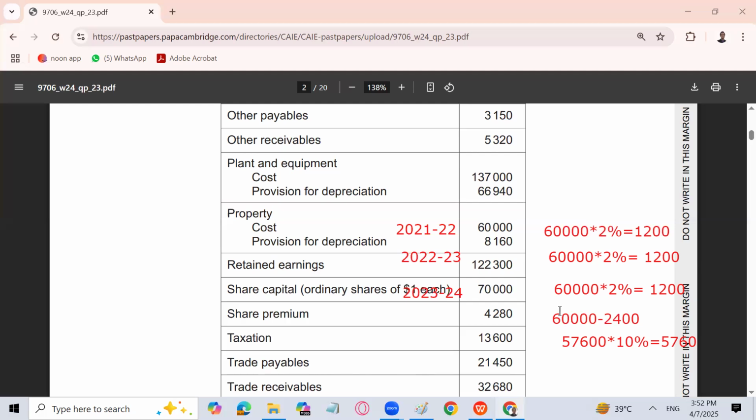So how come at the start of 1st July 2023, the book value of the property is 60,000 minus 2,400, 1,200 and 1,200, because 2 years have already passed. So we have depreciated the asset by these two amounts, 1,200 and 1,200, subtracted. The book value is 57600, and we have calculated 10% rather than 2%. That is 5760. It means we have subtracted 5760 instead of 1200. So that becomes very, very easy.